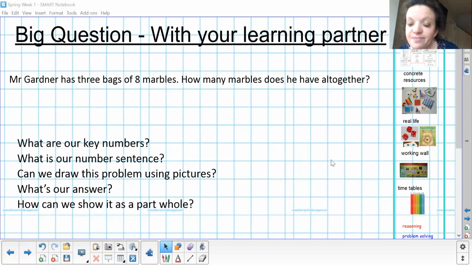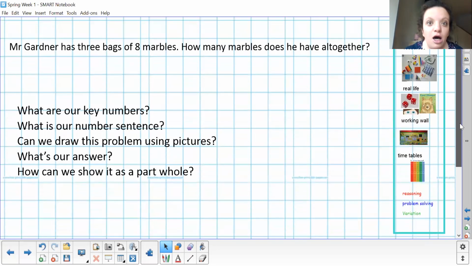Okay, so we're going to be doing word problems today. So we're going to be finding out the key numbers and we're going to be drawing them. So I've got a problem for you. Mr. Gardner has 3 bags of 8 marbles. How many marbles does he have altogether? So first of all, what are the key numbers we're going to be looking at? What is our number sentence going to be? How can we draw this problem using pictures? What's our answer? And how can we show it as a part whole?